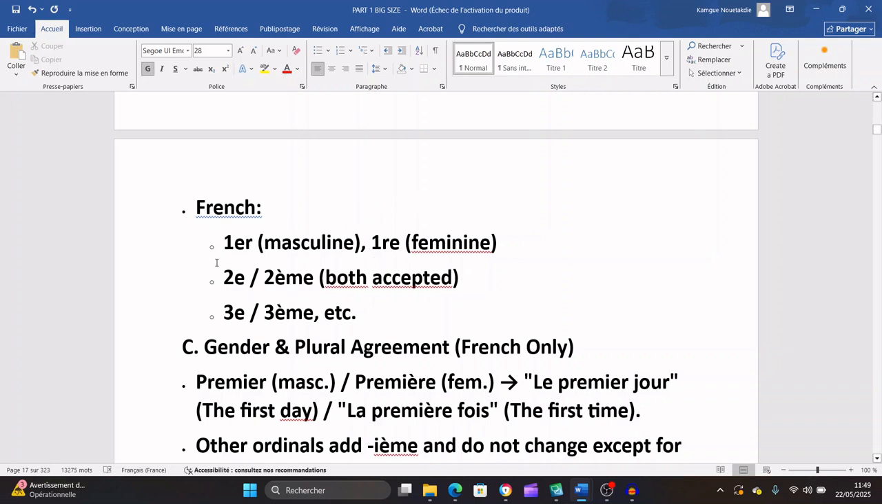Now deuxième, both are accepted. That is, if it's masculine or feminine, you just say deuxième. There is no change. The same also for troisième, quatrième, etc. You just use this one. You will not change like in the case of premier or première.